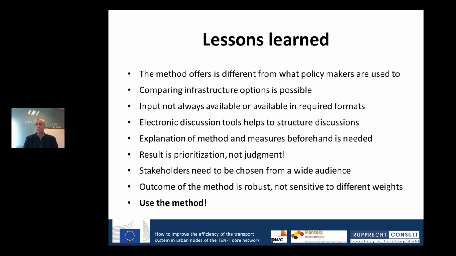Even if we are at the beginning of a policy making process, we can use this method. And it can be used fairly quickly. In a couple of days we have results, while if we do extensive cost-benefit analysis, then it will probably take months to reach some results.